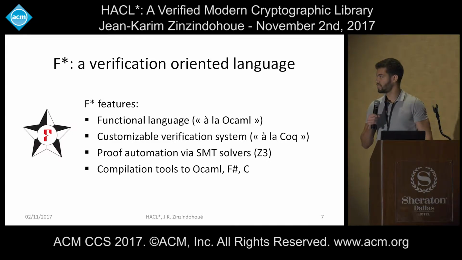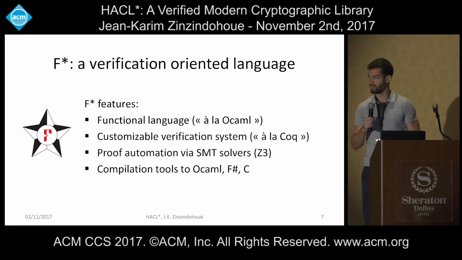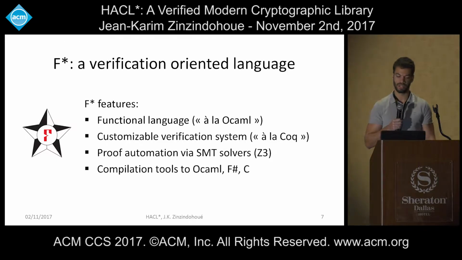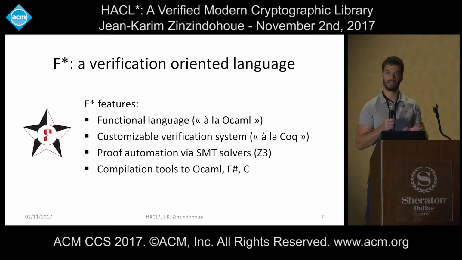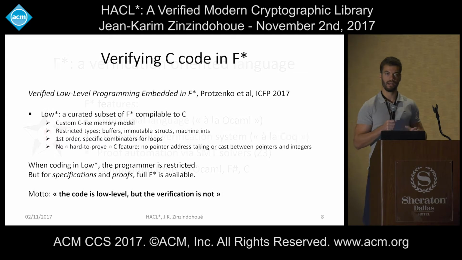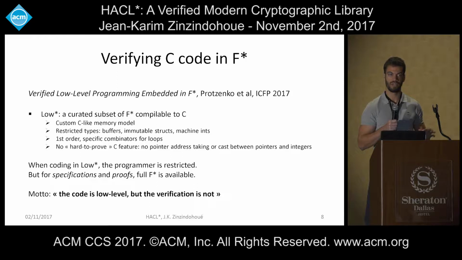So the C backend is relatively new. It was presented earlier this year at ICFP. And the idea is that there's a subset of the F-star language, which we call LowStore, which can be considered basically as C code written in F-star. And there's a pencil and paper proof in that paper that you can actually safely compile that subset of the F-star language to C code.